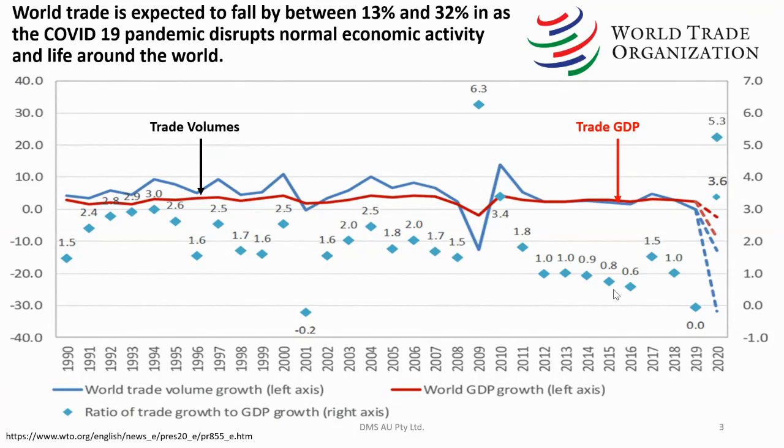Now, just jumping into our conversation today, I wanted to share some information with regard to world trade, as to what's happening in the year 2020 as well as moving into 2021. It's a no brainer, as you can see here, that the steady trade volumes have obviously dipped in 2020 as a result of the pandemic. You also see that trade GDP is on a declining trend. According to the World Trade Organization, the governing body that tracks and facilitates global trade, world trade is expected to fall by about 13 to 32% as the COVID-19 pandemic disrupts normal economic activity and life around the world.